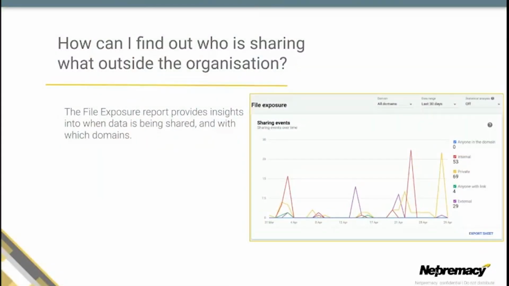And the final scenario I wanted to talk about is seeing what data is shared externally. There's a file exposure report in the admin console under security dashboards that shows, over a period of time, what days files are being shared with certain individuals, which domains are being shared with, and whether it's just internal sharing or external, anyone with a link, and even public things as well, anyone in the domain as well.